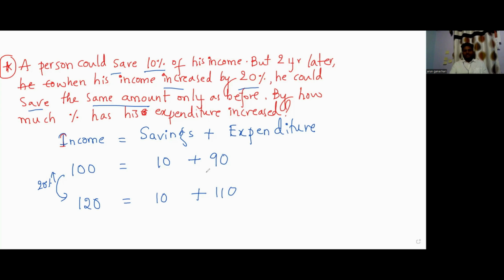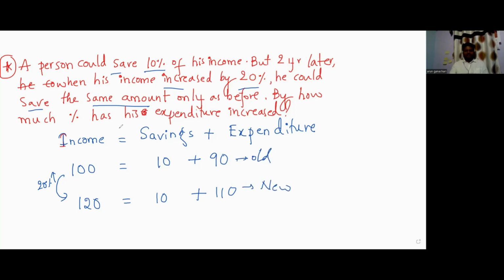Getting this, what we did here? Income is equal to savings plus expenditure. If his income becomes 120, but his savings did not change, his savings was the same amount, matlab 10 rupees only. His expenditure became how much? 110. Getting this?